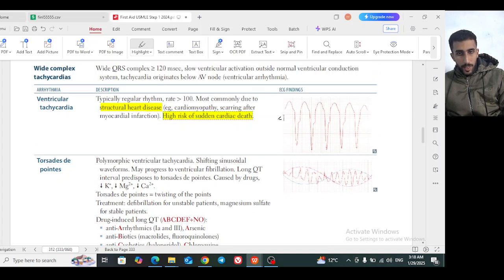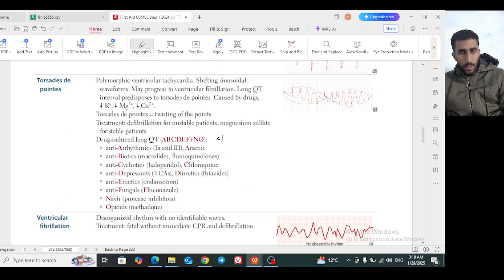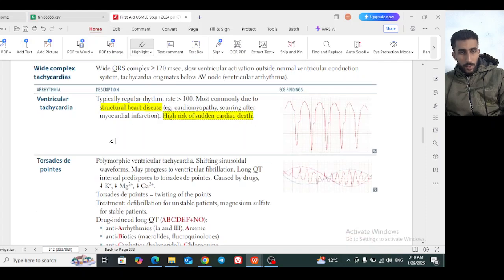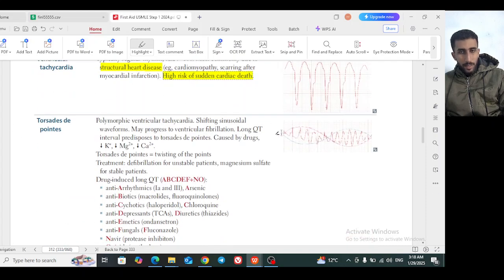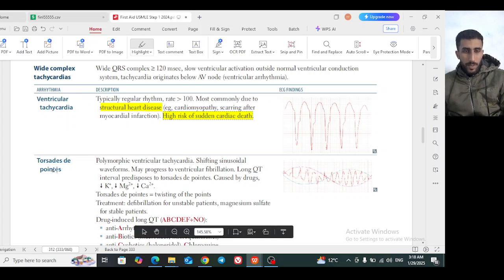Unlike AF, you may get AF and it's all good, and a lot of patients may live with chronic AF. But unlike that, ventricular tachycardia you have to stabilize. You won't see a patient in the street walking with ventricular tachycardia, but you may find so many people living with AF.